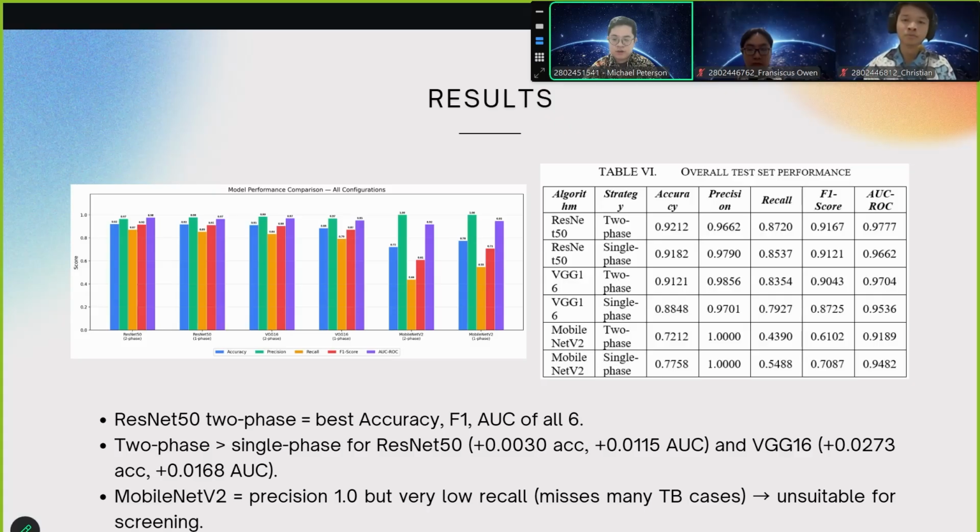Two key comparisons. Against the ResNet 50 single-phase baseline, phase 2 fine-tuning added 0.3 points of accuracy and over 1 point of AUC, confirming the deeper layers still had discriminative value to gain. And the same two-phase strategy boosts VGG16 even more, by nearly 3 points of accuracy. MobileNet V2 is an interesting outlier, perfect precision but recall is as low as 44 to 55%, meaning it misses roughly half of all TB cases.